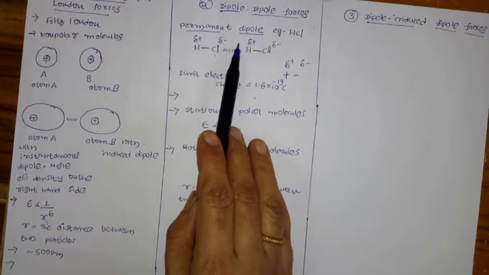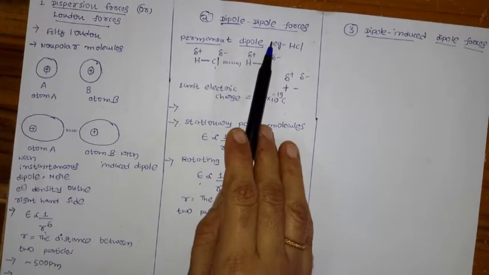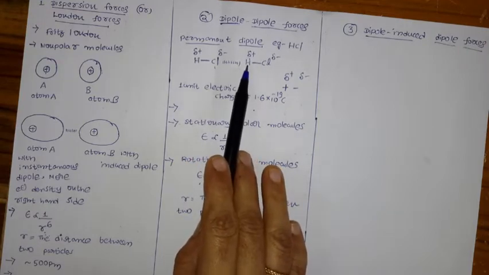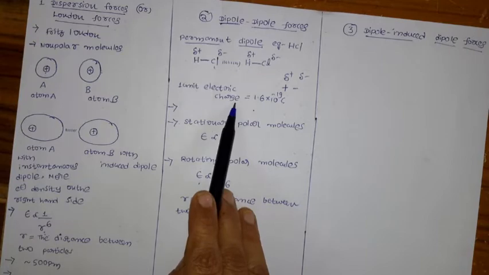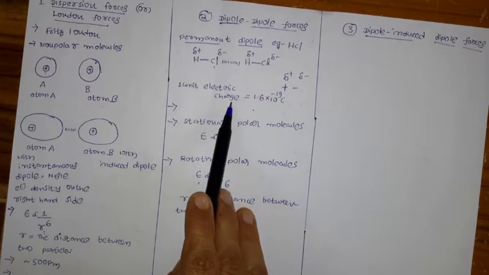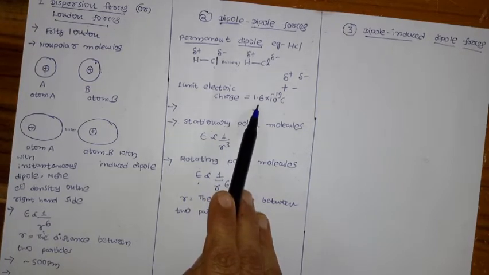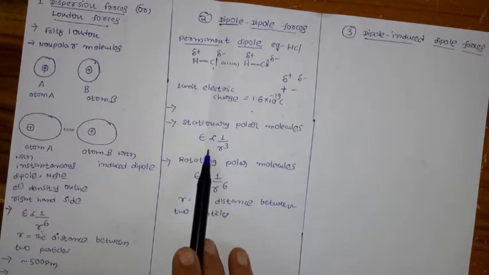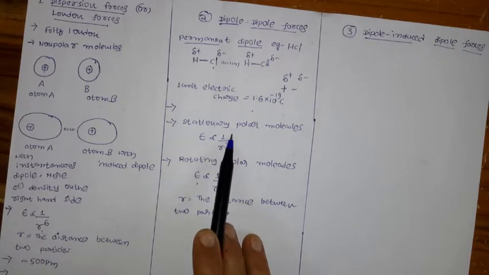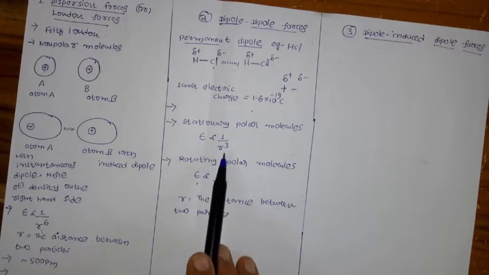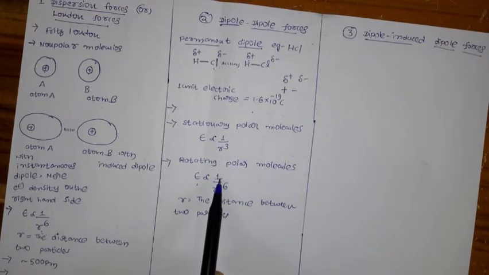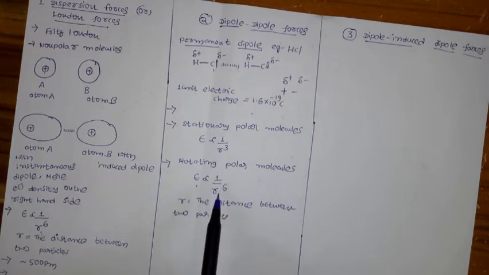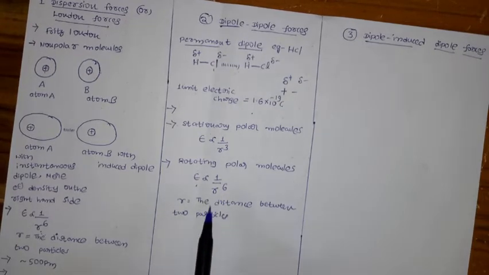If a molecule has a permanent dipole, then only do we have the dipole forces. Here we have partial charges on the permanent dipole molecule. The magnitude of the permanent dipole charge is less than 1.6 × 10^-19 coulombs. Now if we calculate the interaction energy for the stationary polar molecule, that is proportional to 1 by r to the power of 3. The interaction energy for the rotating polar molecule is proportional to 1 by r to the power of 6.